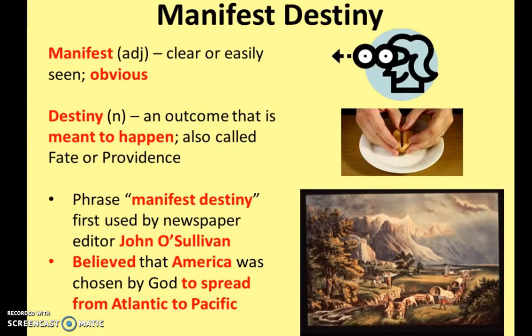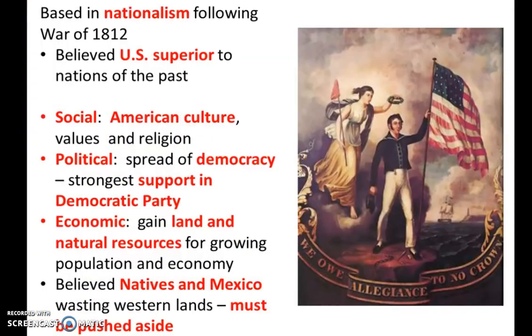So we put that together, manifest destiny, and we get a fate or an outcome that is meant to happen, that is very obvious. Everybody can see it. This term manifest destiny was first used by newspaper editor John O'Sullivan, in which he describes his belief that America is chosen by God to spread from its origins on the Atlantic all the way to the Pacific Ocean. So, the idea is not just America wanting to expand for its own purposes, but that it is actually chosen by God, and this is a God-given destiny for the United States.